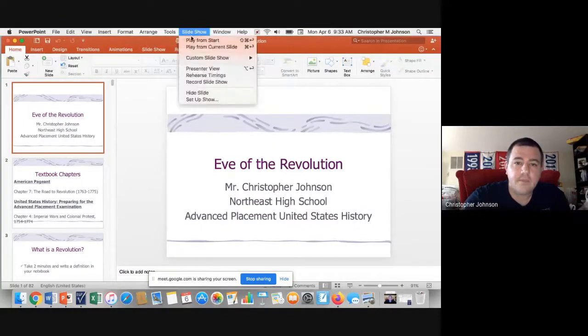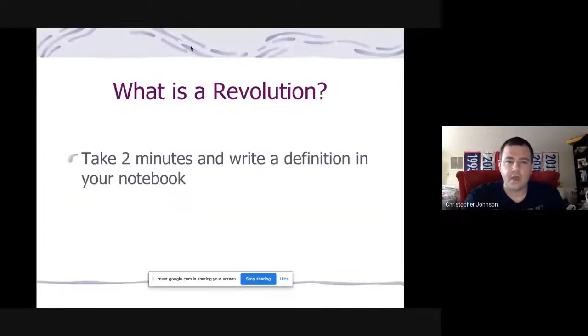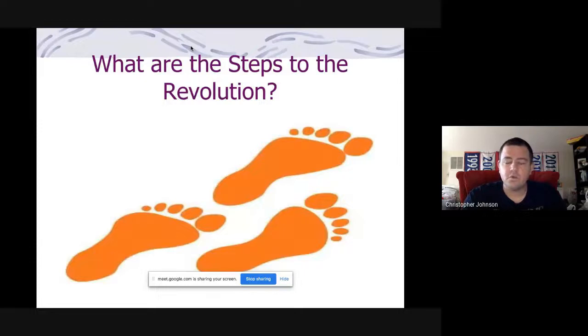So what ends up happening on the eve of the revolution? Well, we're going to look at the Revolutionary War right beforehand. And what we're going to do is look at the multitude of different steps that led to this revolution. Again, not just one thing started this war. Many, many things started this war.